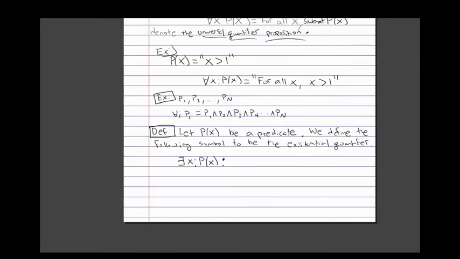So we define the existential quantifier to be logically equivalent to, or the same thing as, the statement: there exists at least one, possibly more, x such that statement P of x is true. Or, such that statement P of x.